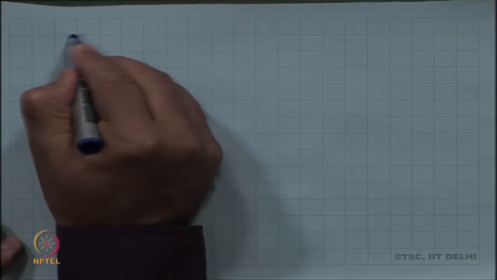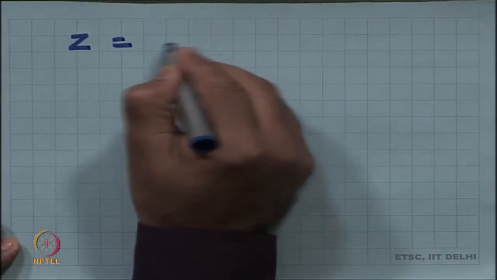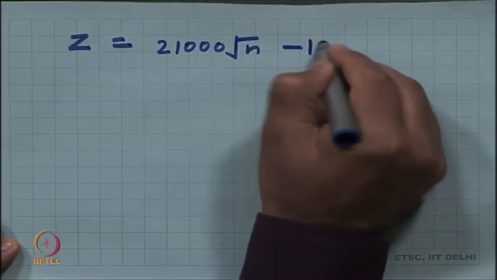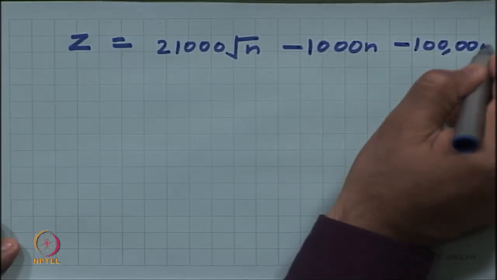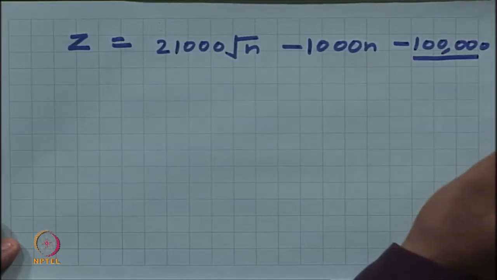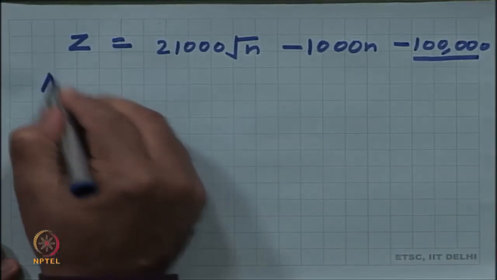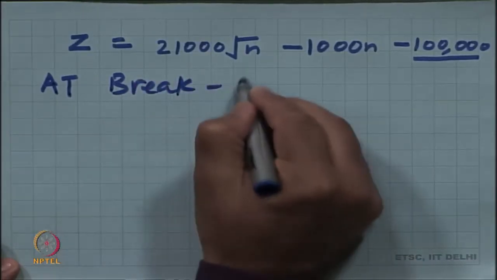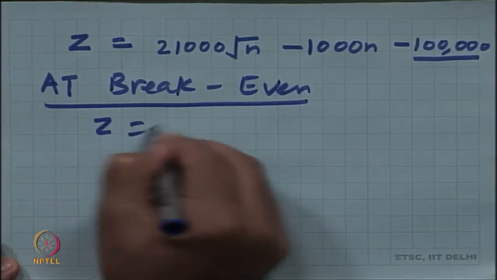Now, what I do is I just try to simplify this and you will find that you are getting an expression like this. Z is 21,000 under root n minus 1,000 n minus 100,000. This 100,000 is the indirect cost which is given for that particular period. Now, at break even you know Z becomes 0, because you are not making profit at the break even point. So, at break even point Z is equal to 0.